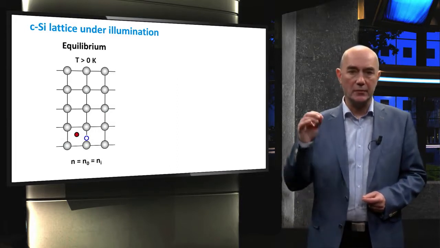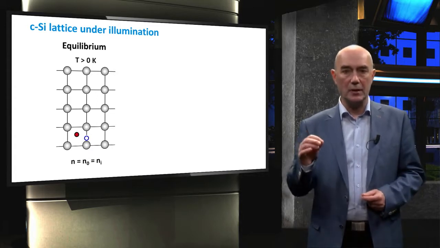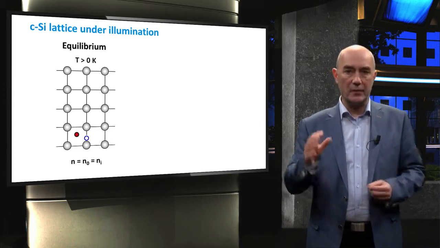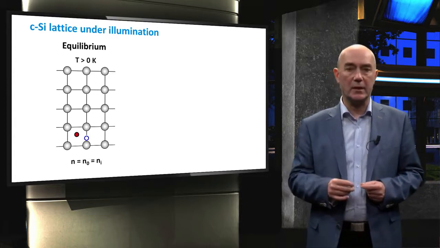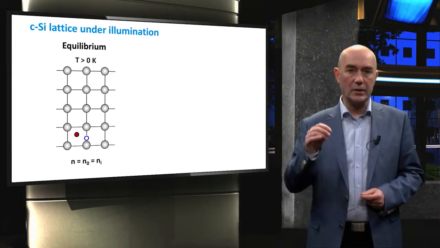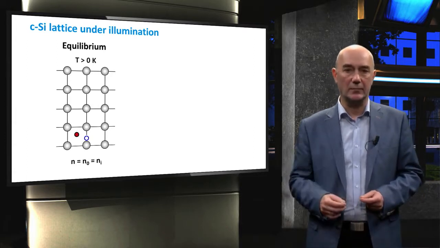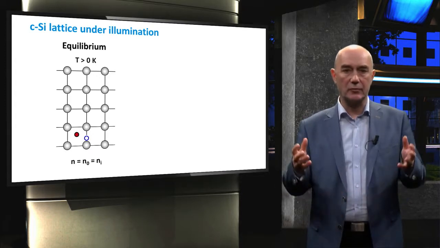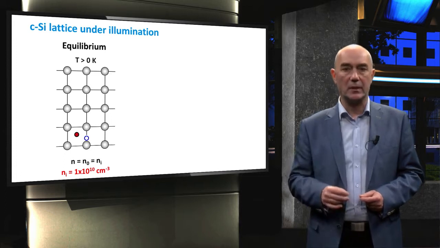Here you see an intrinsic crystalline silicon at thermal equilibrium using the bonding model representation. At a temperature above 0 Kelvin, mobile electrons and holes are present in the material. You should remember that the concentration of electrons and holes is equal to the intrinsic concentration n_i. In crystalline silicon, at room temperature, the intrinsic concentration is 1 times 10 to the power of 10 per cubic centimeter.